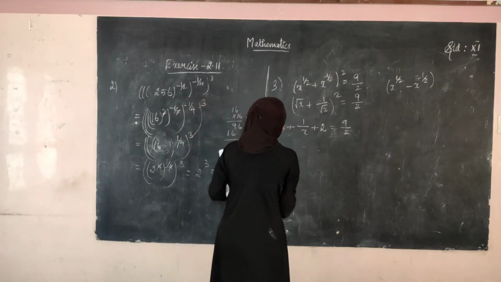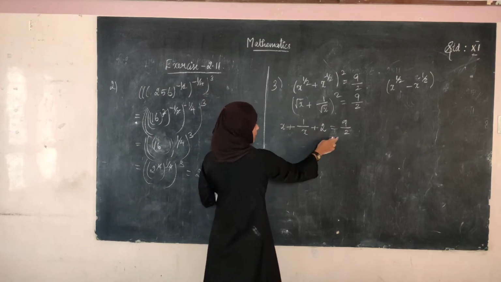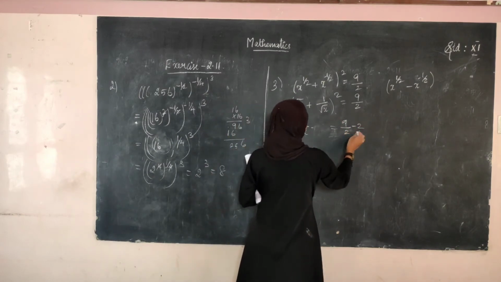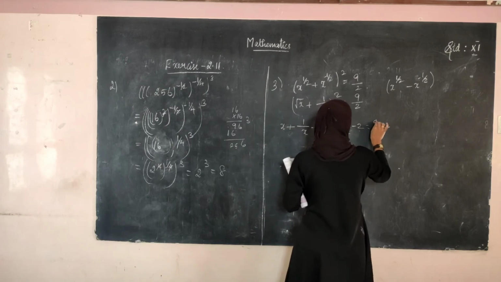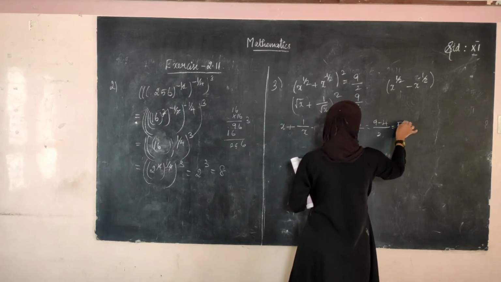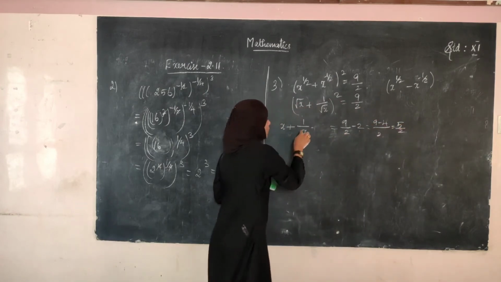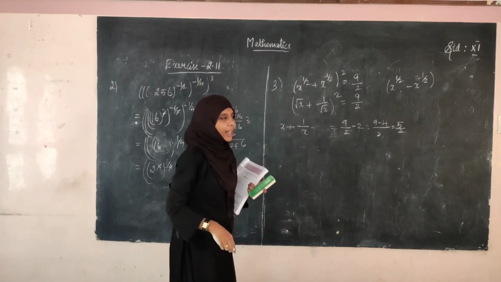And see here, bring this 2 to that side, minus 2. It becomes 9 minus 4, which is equal to 5 divided by 2. Therefore, x plus 1 by x is equal to 5 divided by 2.